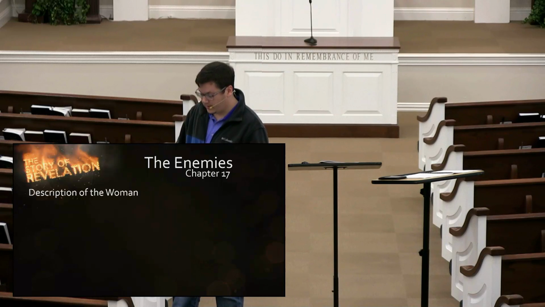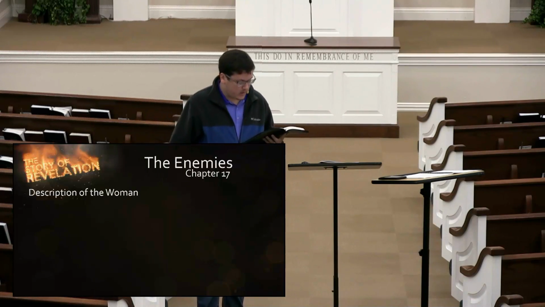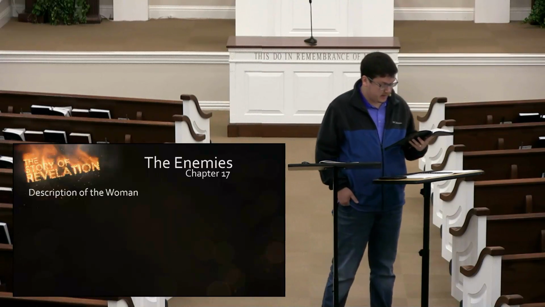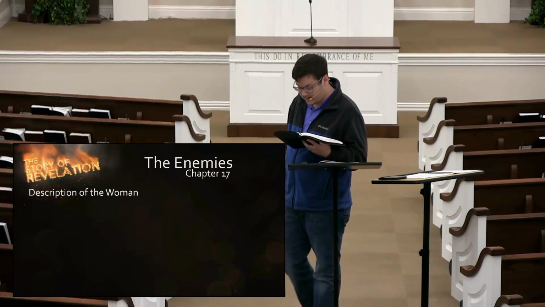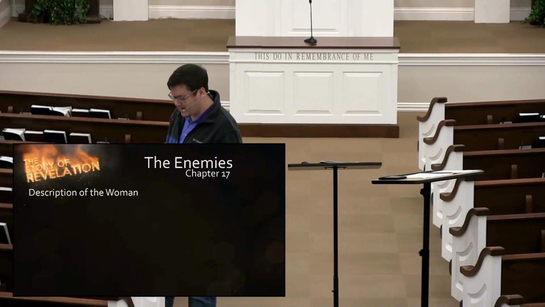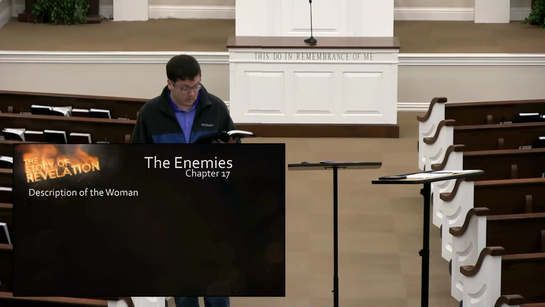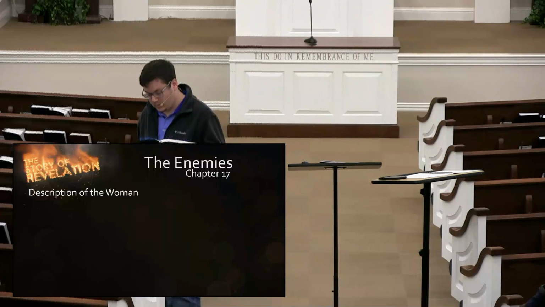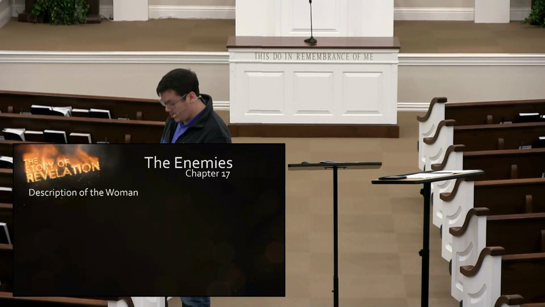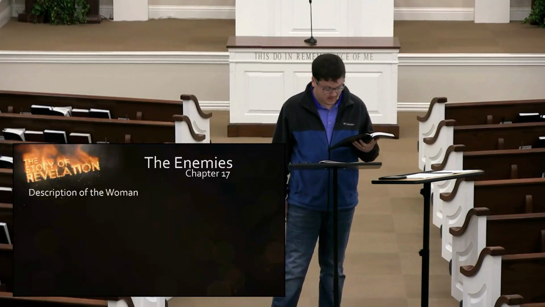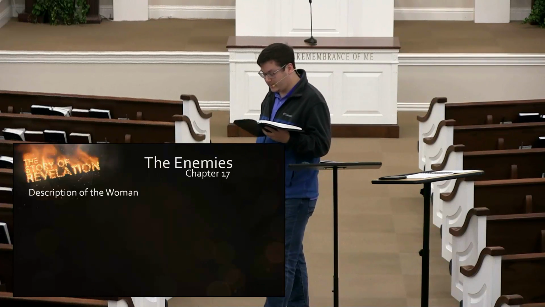When I saw her, I wondered greatly. And the angel said to me, Why do you wonder? I will tell you the mystery of the woman, and of the beast that carries her, which has the 7 heads and the 10 horns. The beast that you saw was, and is not, and is about to come up out of the abyss and go to destruction. And those who dwell on the earth, whose name has not been written in the book of life from the foundation of the world, will wonder when they see the beast. And he was, and is not, and will come. Here is the mind which has wisdom. The 7 heads are 7 mountains on which the woman sits. And they are 7 kings. 5 have fallen, 1 is, and another has yet to come. And when he comes, he must remain a little while.